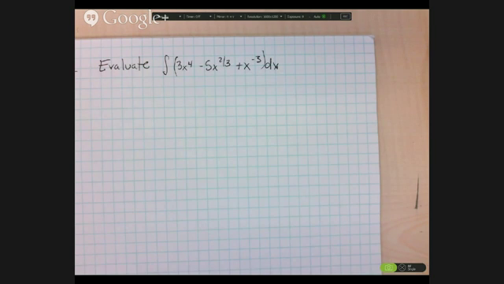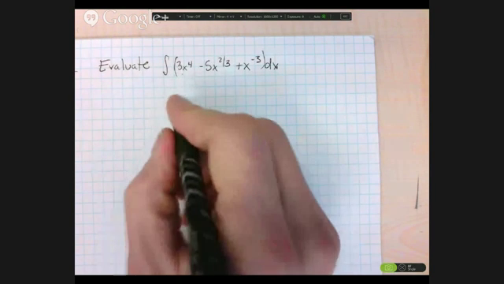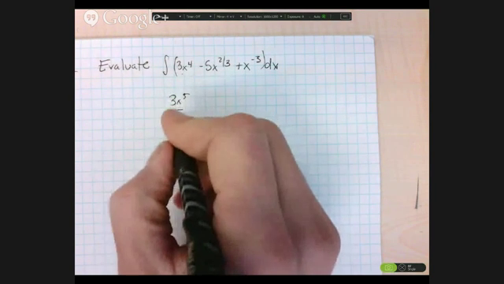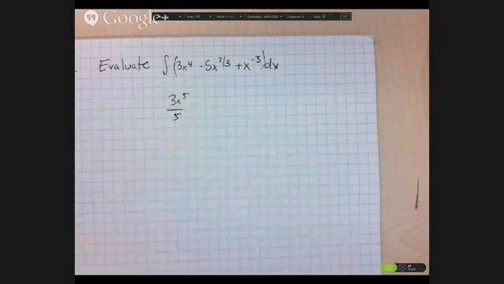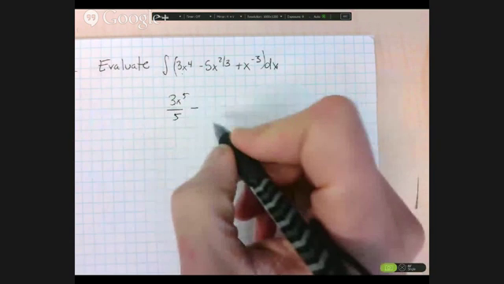So evaluate the integral of 3x to the fourth minus 5x to the 2/3 minus x to the negative third dx. We can just take the integral of each individual term. So what is the integral of that? 3x to the fifth all over 5. Yep. Add 1 to the exponent, divide by it. Okay. What's the next one?